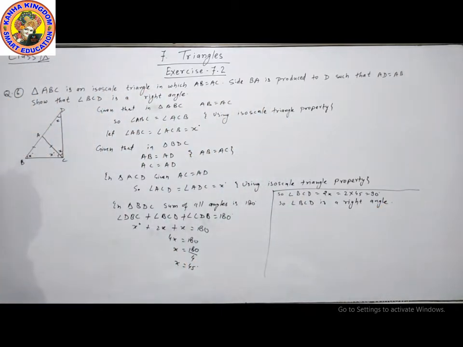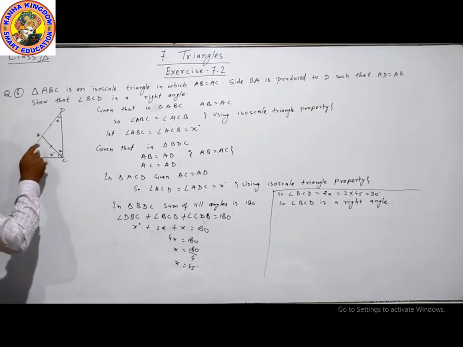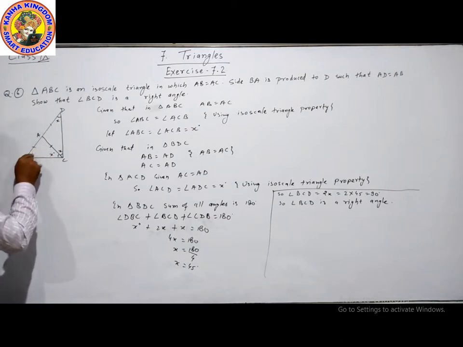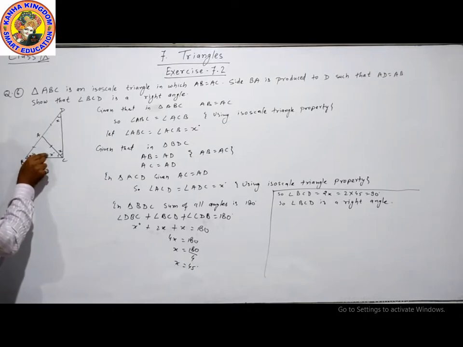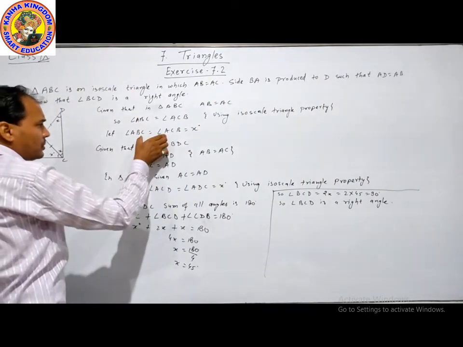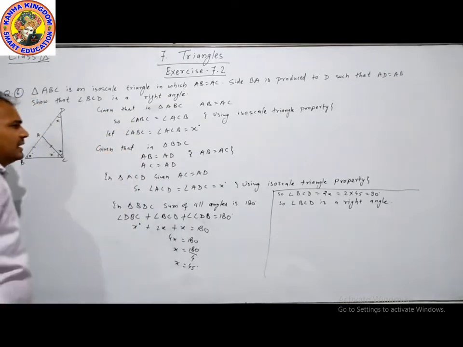Let's go through it again from the beginning of the question. In triangle ABC, this small one is an isosceles triangle in which AB is equal to AC. Using the isosceles triangle property, if two sides are equal, then the respective angles are also equal. Then this angle and this angle are equal. Let us assume this is x degrees. Given that AB is equal to AC, the two angles are equal, x degrees each.